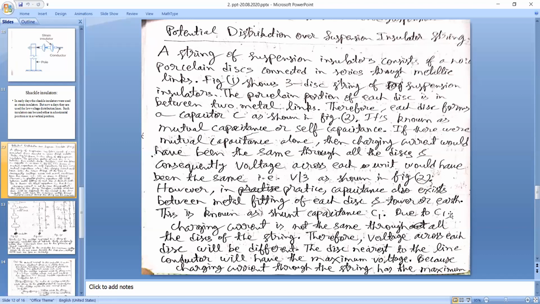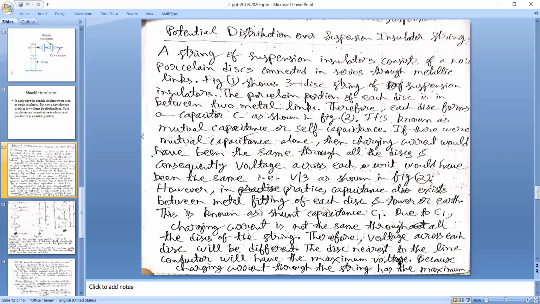So due to C1, charging current is not the same through all the discs of the string, therefore voltage across each disc will be different, V1, V2, V3. The disc nearest to the line conductor will have the maximum voltage.